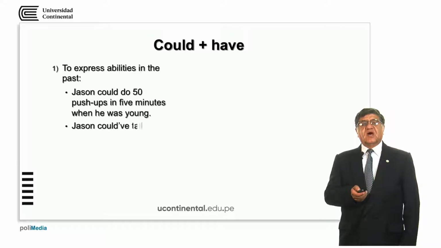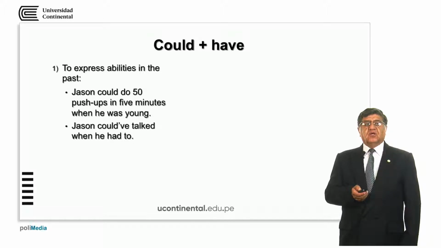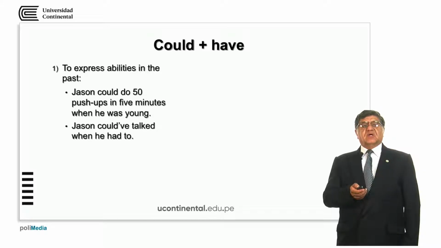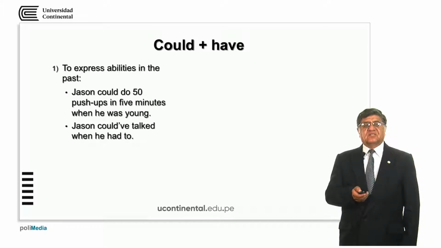Okay? Could and have, and the modals with have, are used to express past possibilities or abilities. For example, could or could have are used to express abilities in the past. For example, Jason could do 50 push-ups in 5 minutes when he was young. Okay? This is a real possibility. Could alone, but could have will express something that didn't happen, but there was a possibility for it to happen. For example, Jason could have talked when he had to. He didn't talk, but he should have, he could have. Okay?